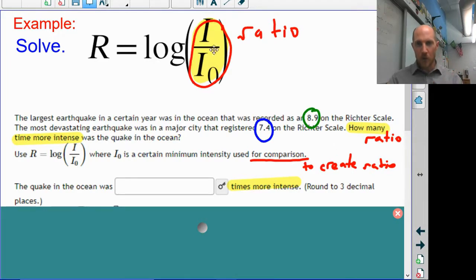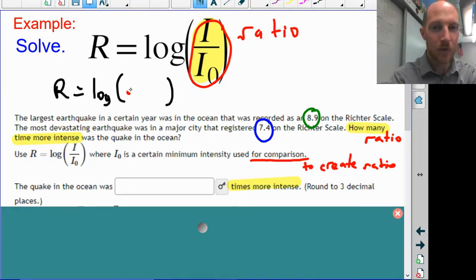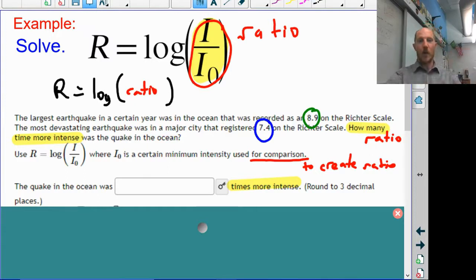So in the equation, we could really just replace I over I sub 0 with ratio. We could call it X. We could call it whatever we want, right? We're not actually in charge of coming up with the seismological equations. We can't change the Richter scale equation. But for our own personal use, we could rewrite the equation. Really, it's just R equals log of this comparison ratio, right? And we don't need to know what I sub 0 is or I either way, ever.